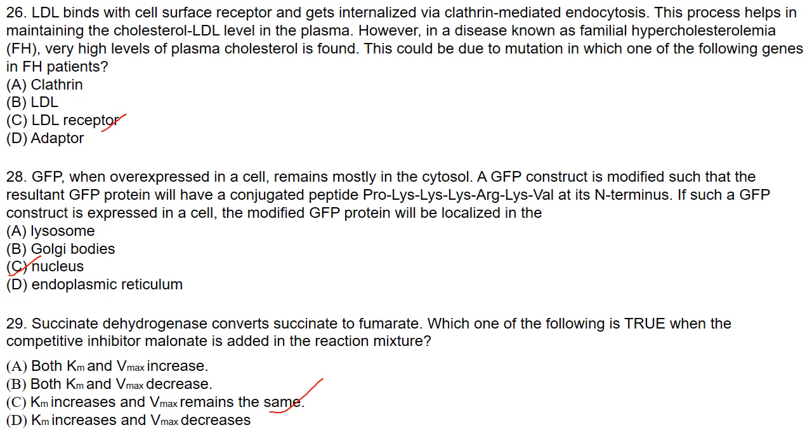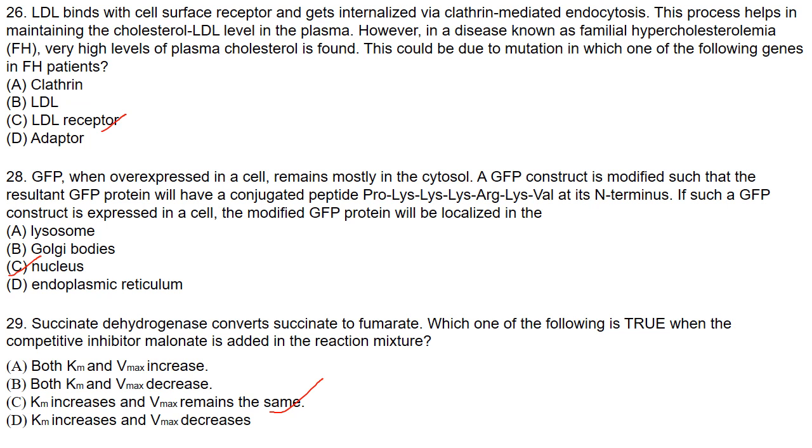Then LDL with cell surface receptors gets internalized via clathrin mediated endocytosis. This process helps in maintaining the LDL cholesterol level in the plasma. However, in a disease known as familial hypercholesterolemia, a very high level of plasma cholesterol is found. This could be due to mutation in which of the following genes? Clathrin, no. LDL, no. LDL receptor, yes. Chances are a mutation in the LDL receptor will result in very high level of plasma cholesterol in hypercholesterolemia.